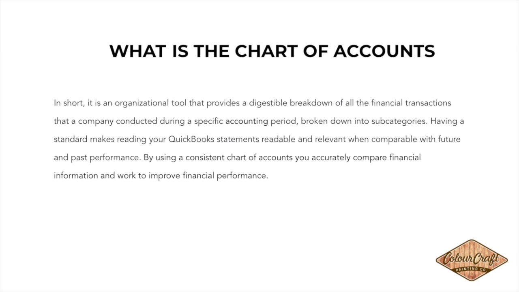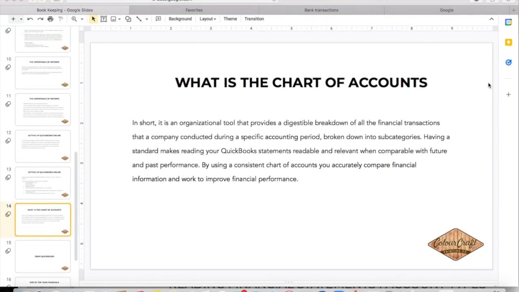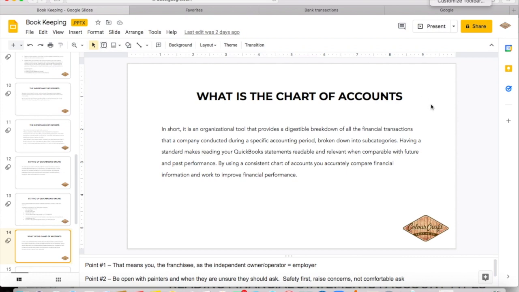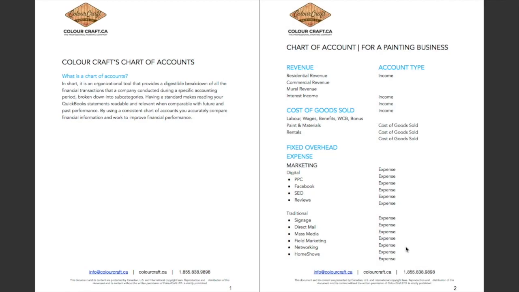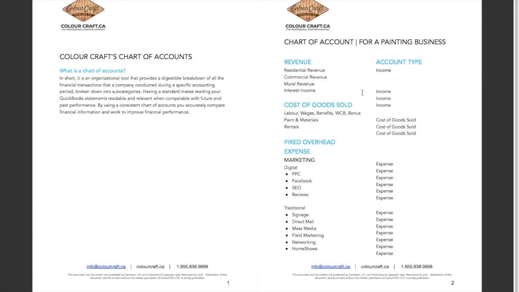So here's an example of a chart of accounts. All right, so chart of accounts for Colorcraft. This is how I have it broken down. So at the top, we have our revenue. So we have residential revenue, commercial revenue, mural revenue. We do murals, and interest income. These are different ways we make money.